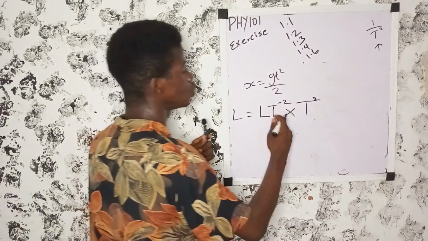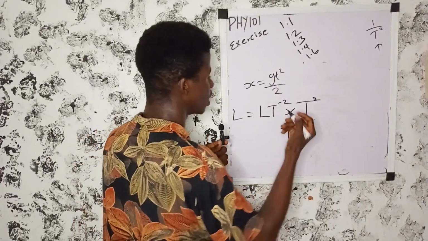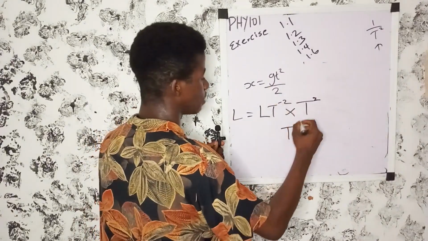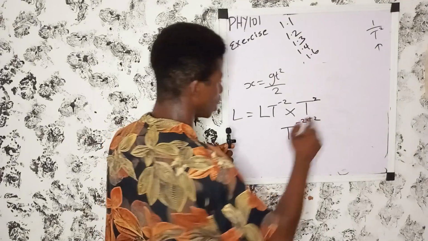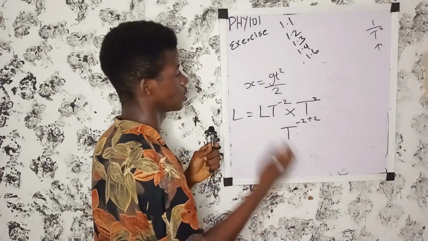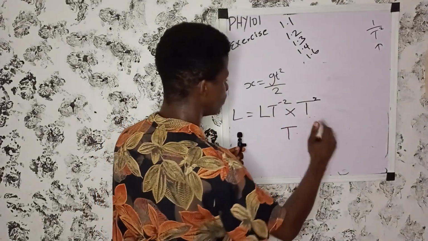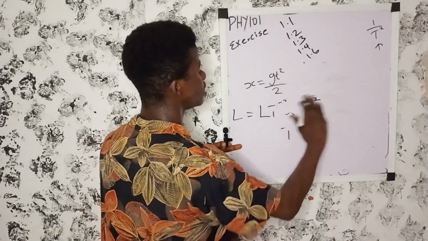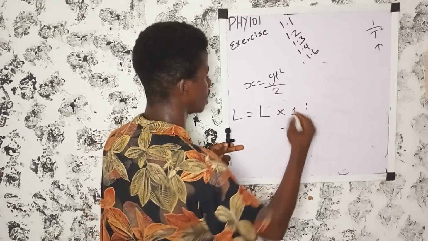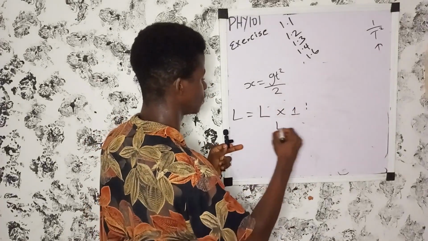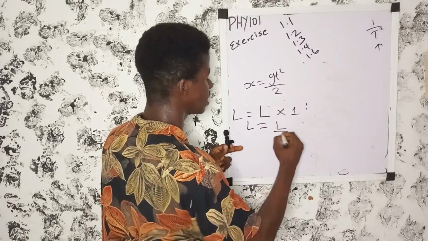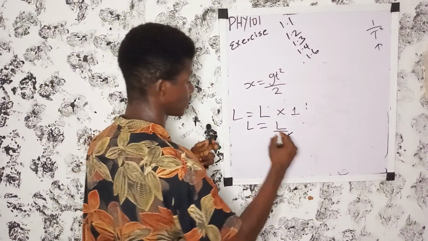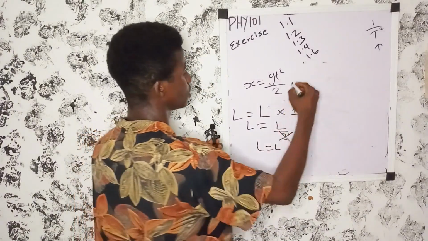Now, since these two have the same base and they are multiplying, we bring out one of them and add their powers: minus 2 plus 2. Minus 2 plus 2 will give us 0. Anything raised to power 0 gives 1. So everything here will be 1. 1 times L will still give us L equals L. Remember, we are dividing by 2, and I told you guys, a value does not have dimension. So therefore this is dimensionally correct.